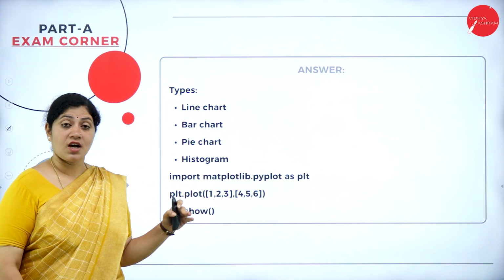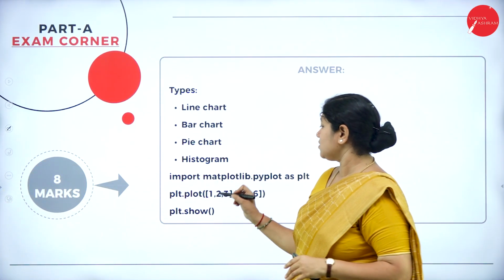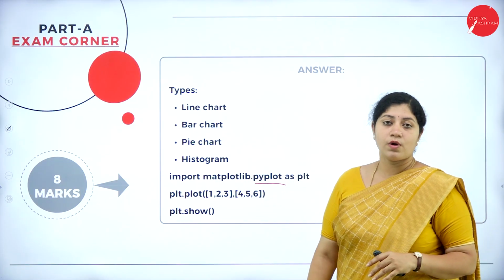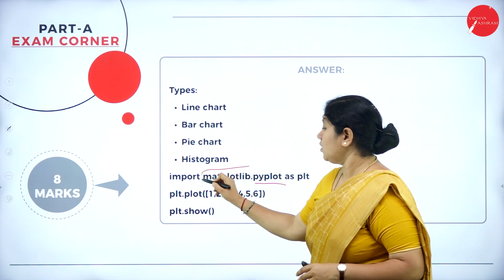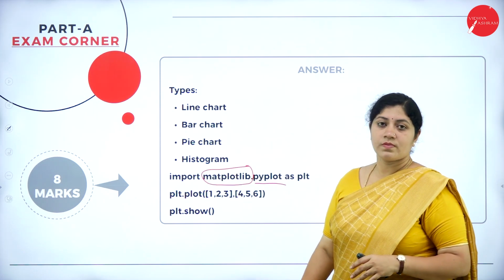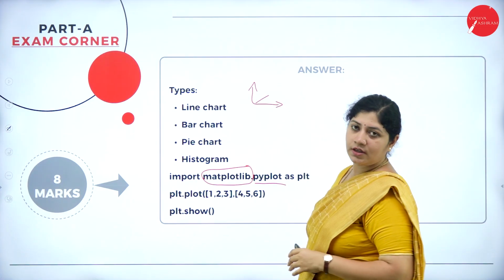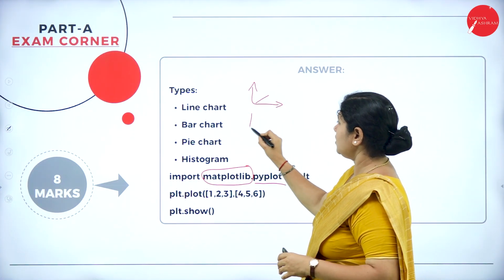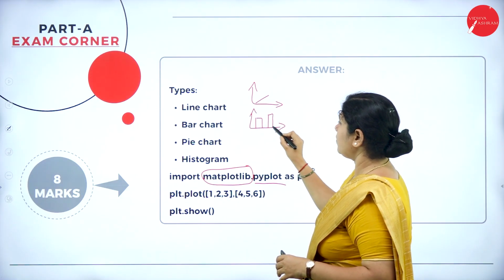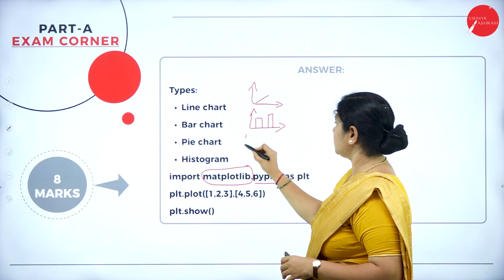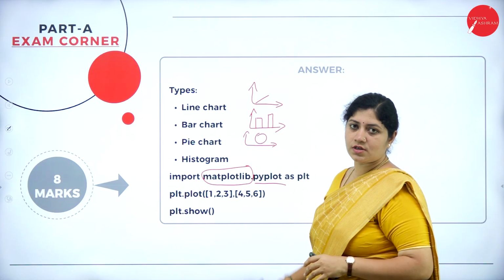These are the various charts that we can write by using the library, that is a simple matplotlib.pyplot. So this is a library. Now line chart, I believe we know that it will be in this format. Next, a bar chart. How will be bar chart? Yes, it will be in the form of bars. And the pie chart, yes, we know that it will be in this form, circular form.